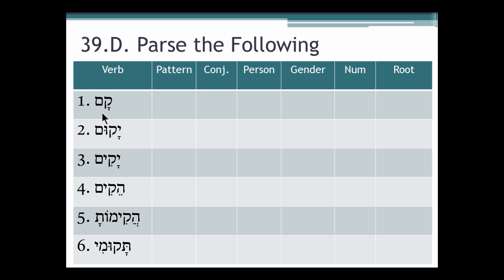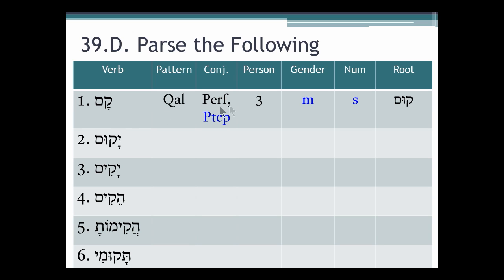So calm, if you remember, could be two things. We know it's definitely cal. There's nothing about it to tell us it's pual or hifil or nifal or anything like that. We have a cal, and we have two possibilities in this simplest form. Cal perfect, third masculine singular, or cal participle, masculine singular.